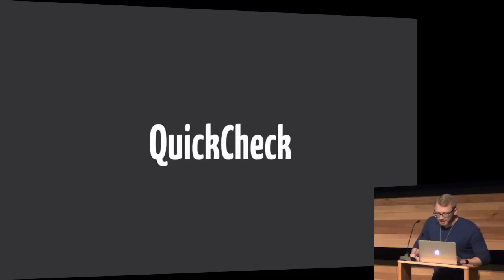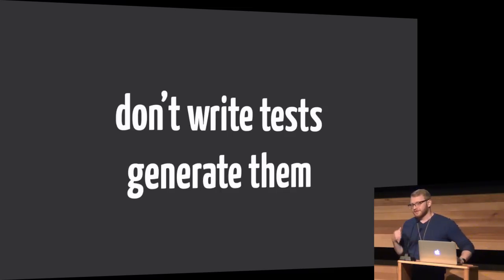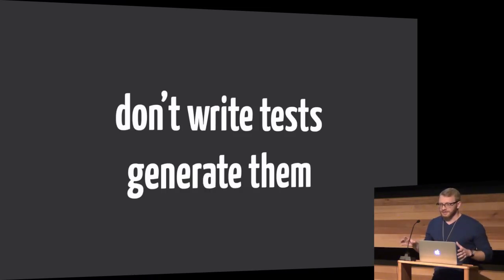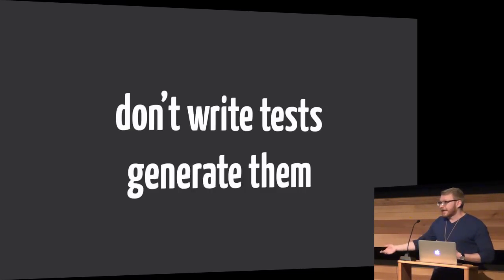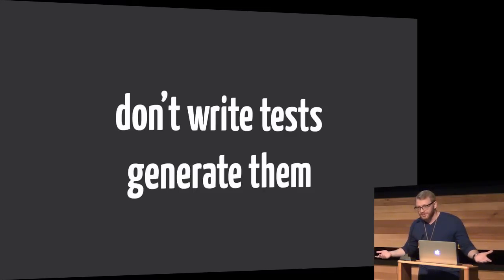So QuickCheck solves this problem. The basic idea is that you don't write tests, you generate them, right? What that means is QuickCheck will take tons of data, every integer that it can think of, and it'll throw it at your function, and it will test that certain properties of that function hold. In the case of the banana, maybe the peeled banana should always weigh just as much as the original banana. That's a property, and we can test that with any integer.